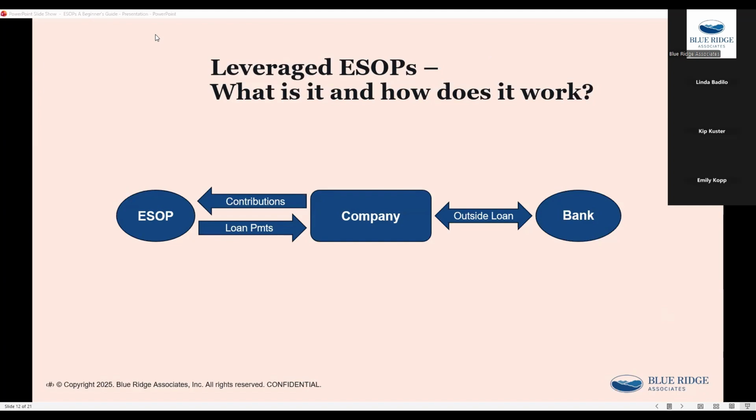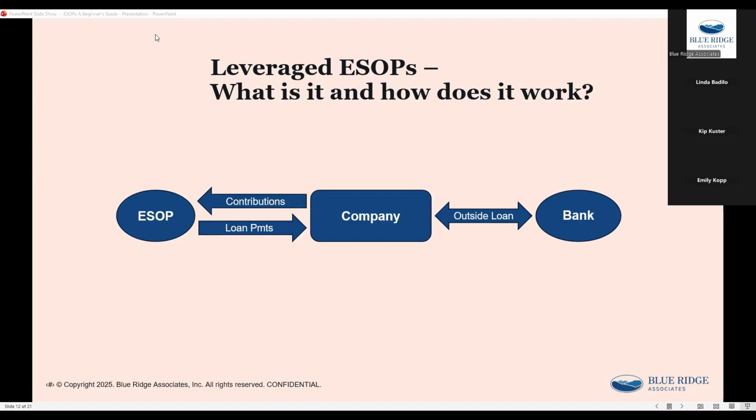When you think about it, when the ESOP is set up, there's nothing in the plan. There's no cash with which to purchase the stock from the current owners, or what we call the selling shareholders. So the ESOP will take out a loan from the company. There are different ways you can structure this, but this is the most common. The ESOP will take out a loan from the company and use the proceeds of that loan to purchase the stock from the company.